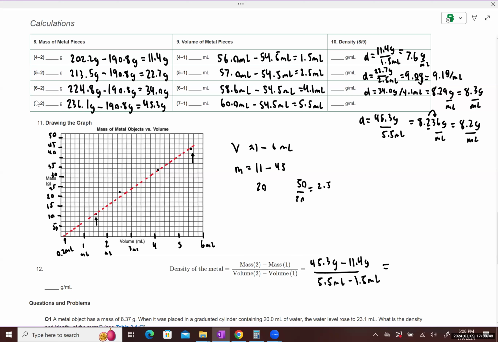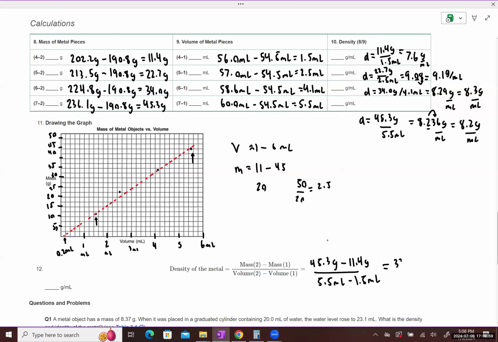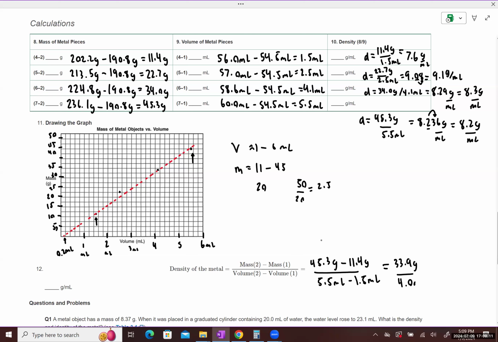Okay, so let's compute out the mass difference and the volume difference. So we have 45.3 minus 11.4. That gives us 33.9 grams divided by 5.5 minus 1.5, which is 4.0 milliliters. Remember, we retain 1 decimal place during subtraction because the least number of decimal places between these 2 numbers is 1 decimal place.